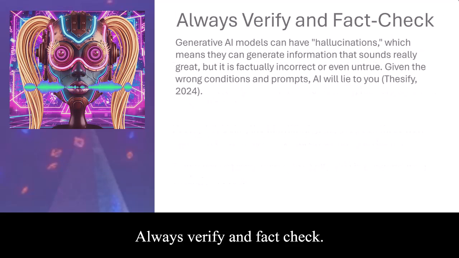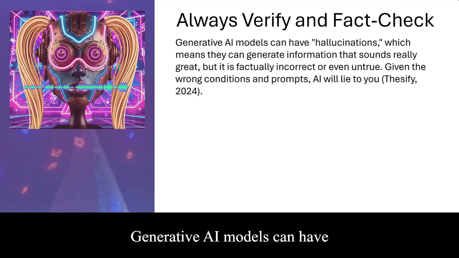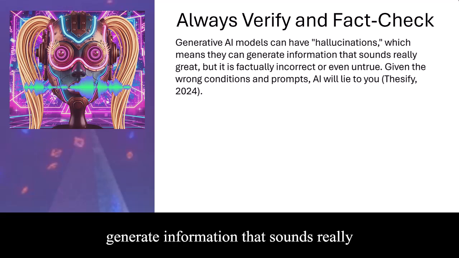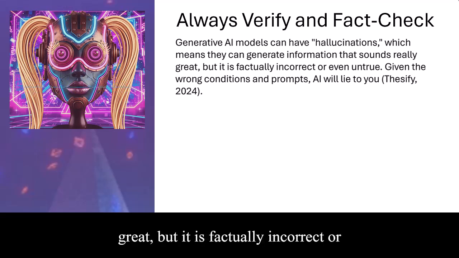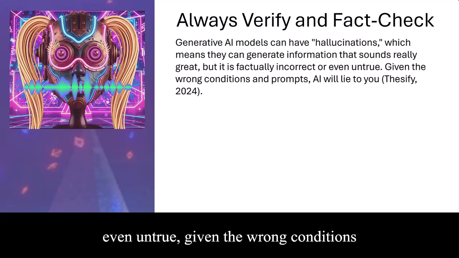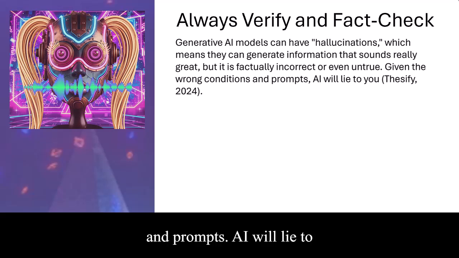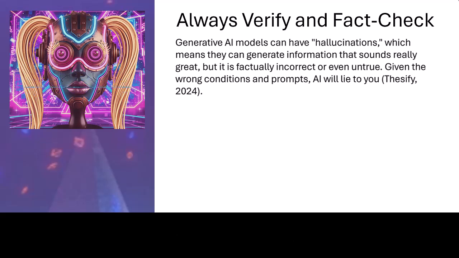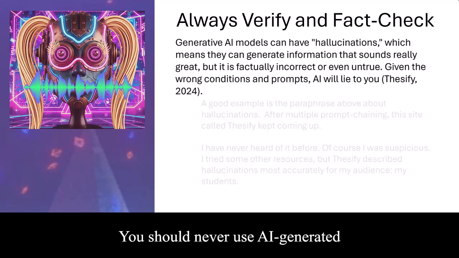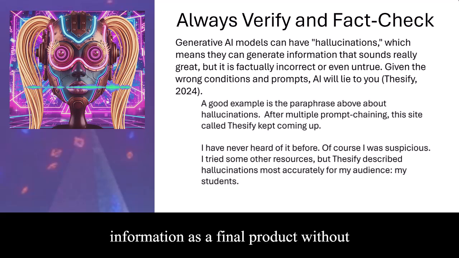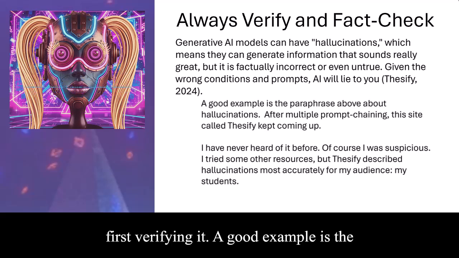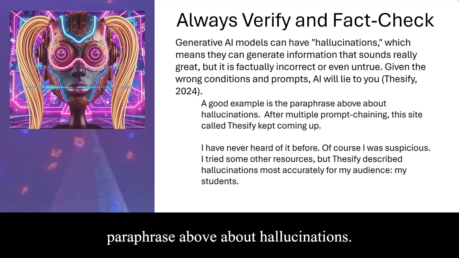Always verify and fact-check. Generative AI models can have hallucinations, which means they can generate information that sounds really great, but it is factually incorrect or even untrue. Given the wrong conditions and prompts, AI will lie to you. Thesify, 2024. You should never use AI-generated information as a final product without first verifying it. A good example is the paraphrase above about hallucinations.